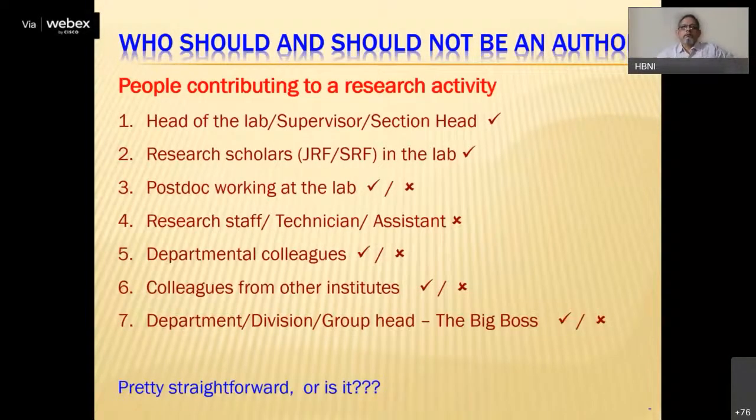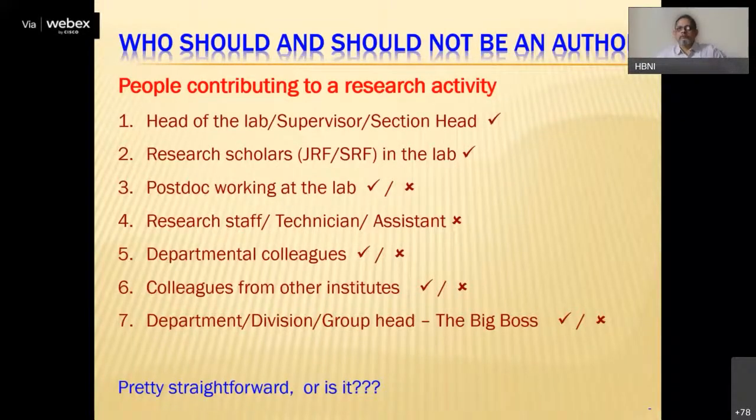Okay, so who should or should not be an author? To decide this, first let us see who are the people who contribute to research activity. Suppose you go to any experimental laboratory in your institute, what will you see?